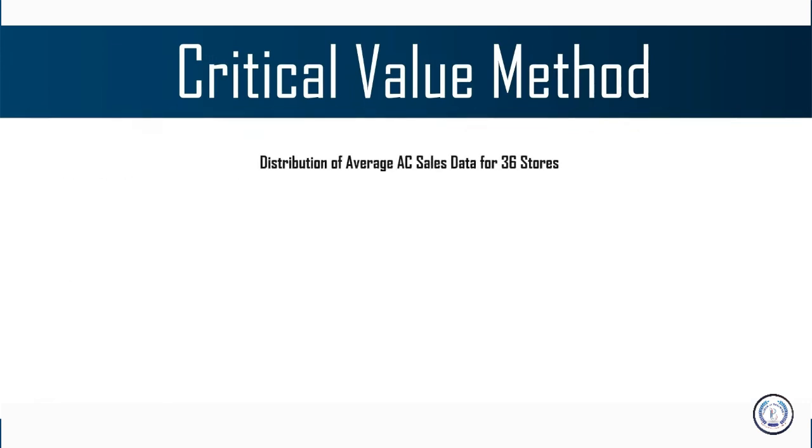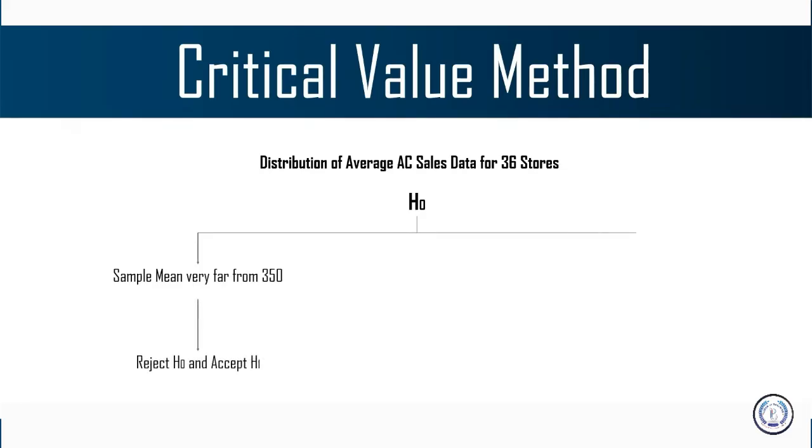Now you need to find the critical region for it. Suppose the sample mean is very far away from 350. Suppose it's around 600. So you can easily say that it lies in the upper critical region, and you can easily reject the null hypothesis here and accept the alternate hypothesis. You can say that the sales have increased.